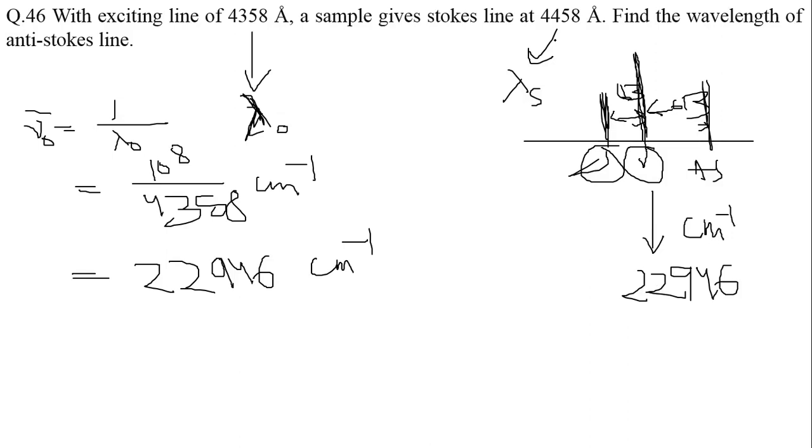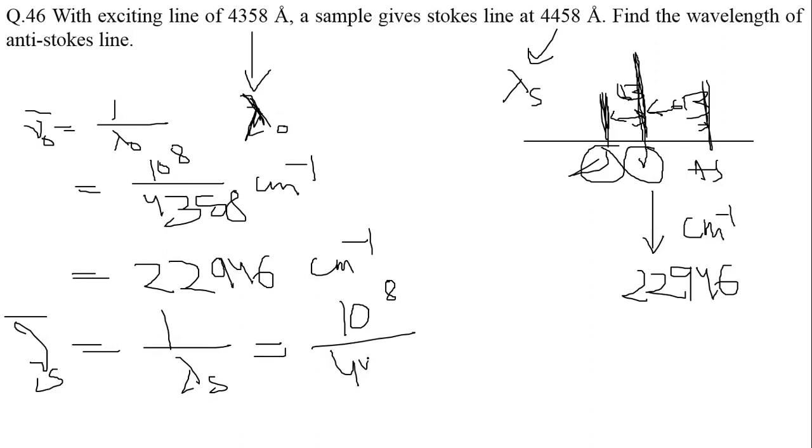The Stokes line will be, if you calculate the wave number of the Stokes line, 1 by lambda s, and 1 by lambda s means 10 to the power 8 divided by 4458. So here we are converting the wavelength to wave numbers, because we know the separation between them is equal in terms of wave number. So when you calculate the wave number, it will be easier for us to calculate the value for the anti-Stokes line.